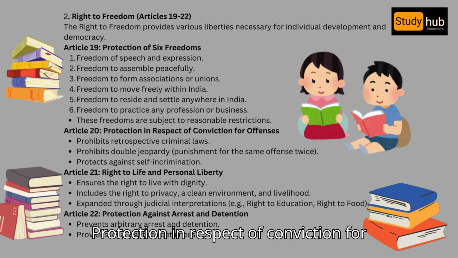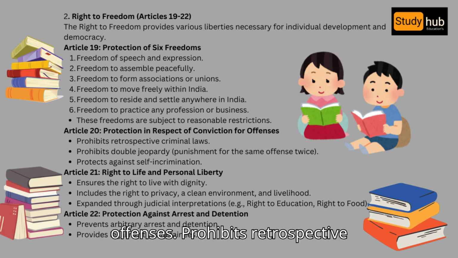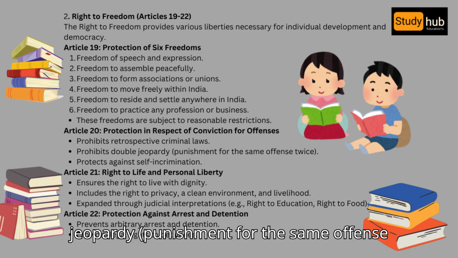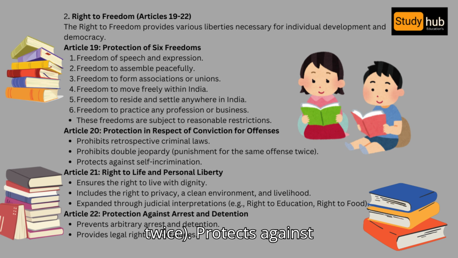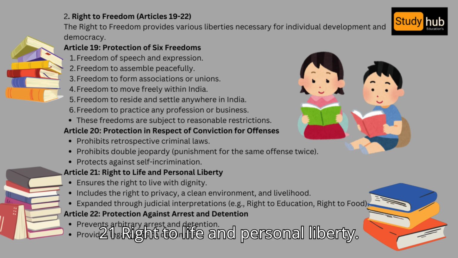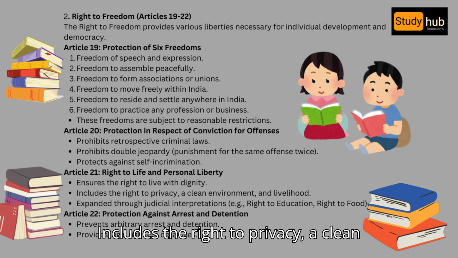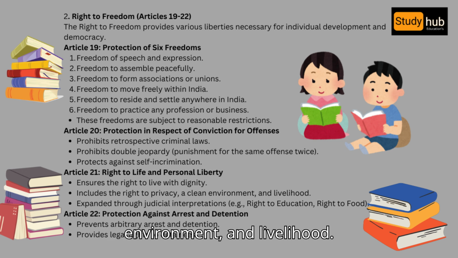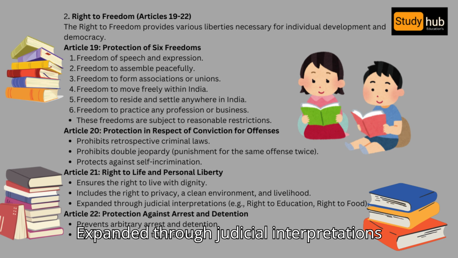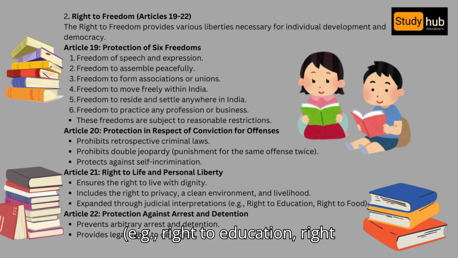Article 20, Protection in respect of conviction for offenses. Prohibits retrospective criminal laws. Prohibits double jeopardy, punishment for the same offense twice. Protects against self-incrimination. Article 21, Right to life and personal liberty. Ensures the right to live with dignity. Includes the right to privacy, a clean environment, and livelihood. Expanded through judicial interpretations, e.g., right to education, right to food.